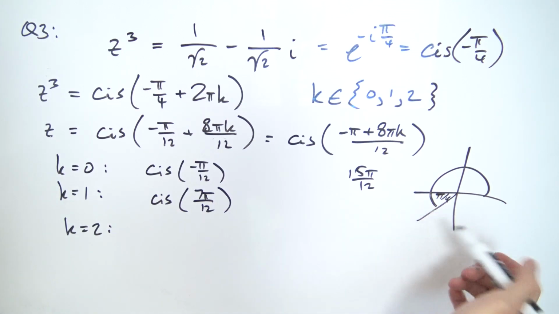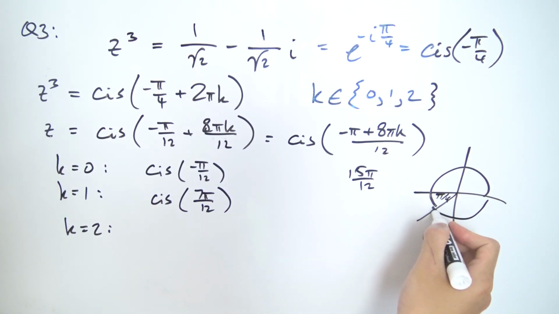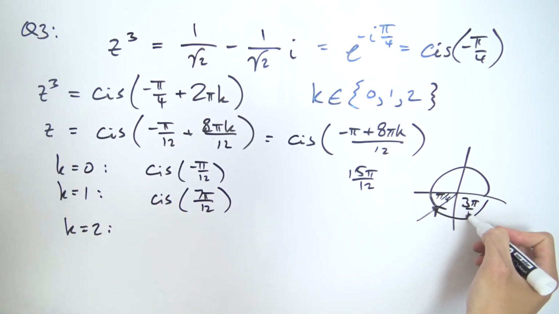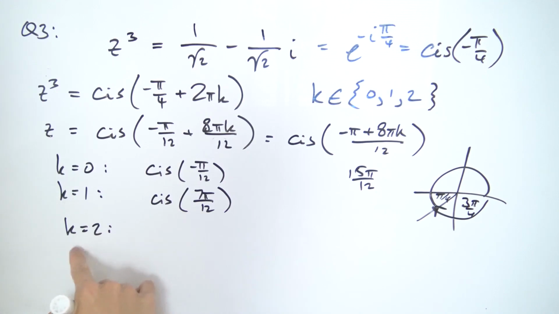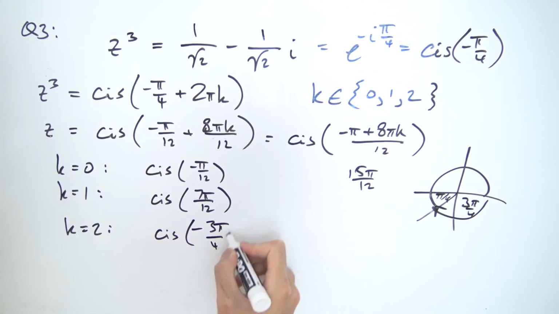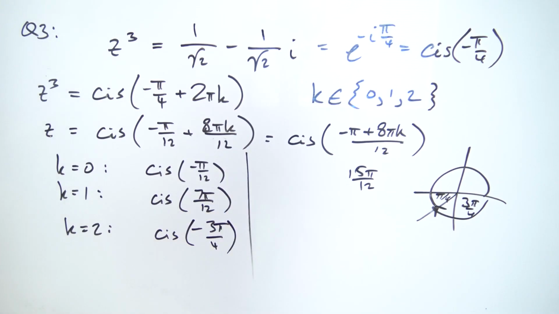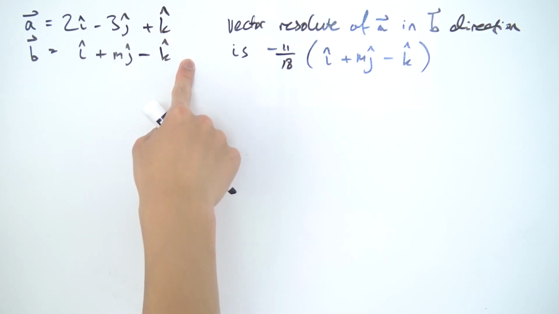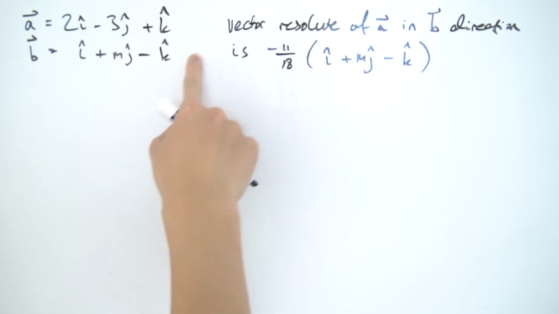But this complex number you land on, you get there the same way by just traversing the angle in the other way by 3 pi over 4 radians. So in fact, when k equals 2, you get a cis of minus 3 pi over 4, and those are your solutions for z.